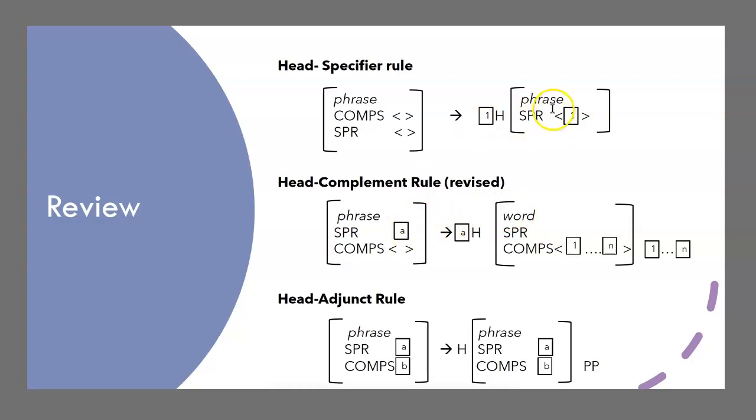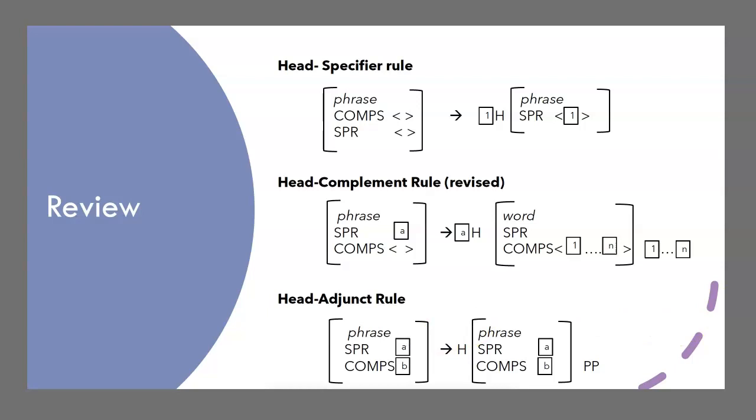What happens in the head specifier rule is the comps value is preserved in the mother node. In the head complement rule, the specifier value is preserved. Whereas in the head adjunct rule or head modifier rule, both the specifier and comps values are preserved. That's what the three rules do.